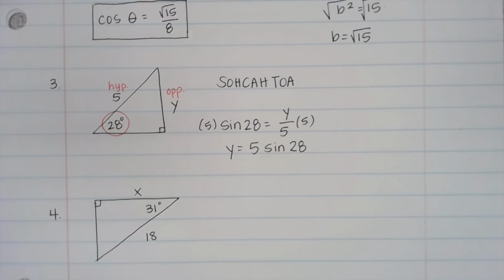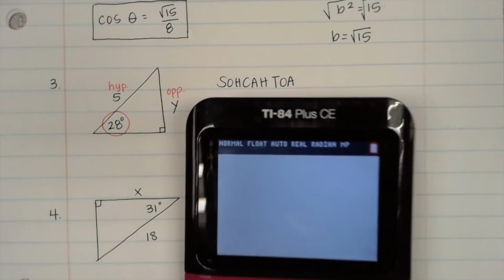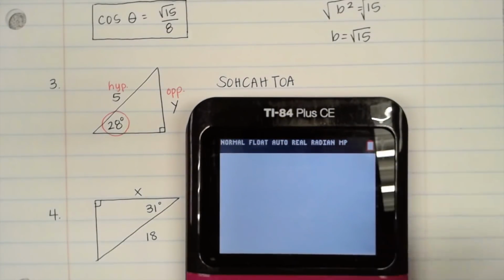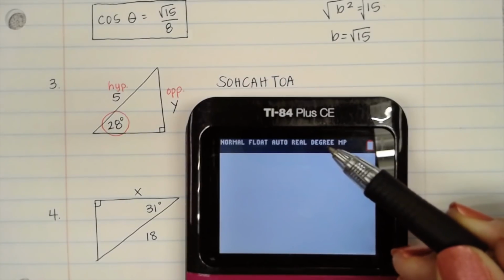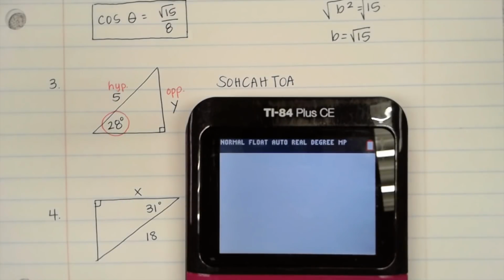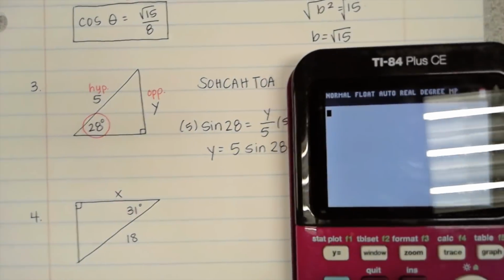So on your calculator, remember anytime your calculators reset, they always reset in radian mode. So you're going to want to press mode, go down to radian, and then switch it over to degree. And you're going to have to see that it changes to degree up here. So that's how you know that you're in degree mode. You're going to have to switch back and forth on the test, so you want to make sure that you're confident with how you switch.